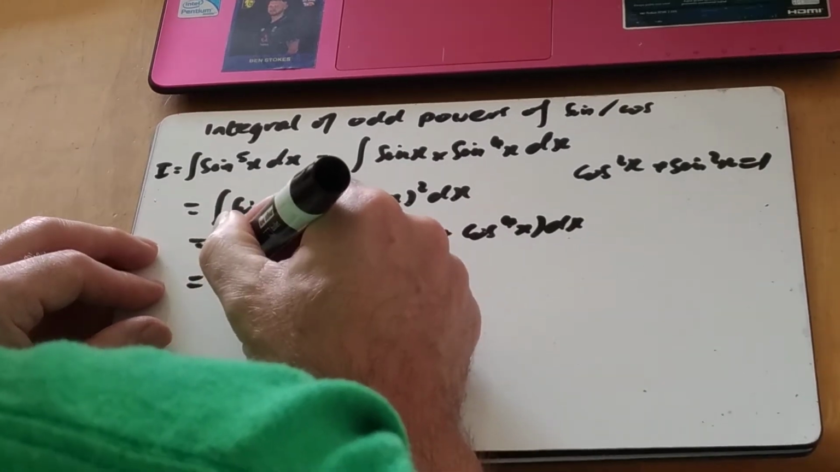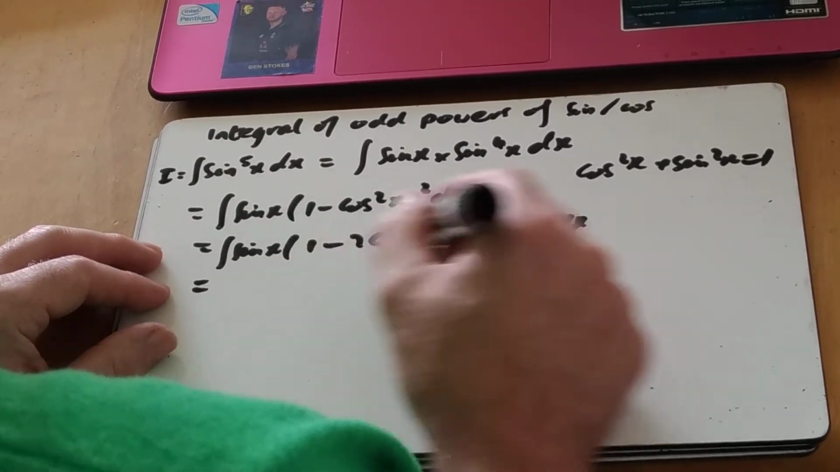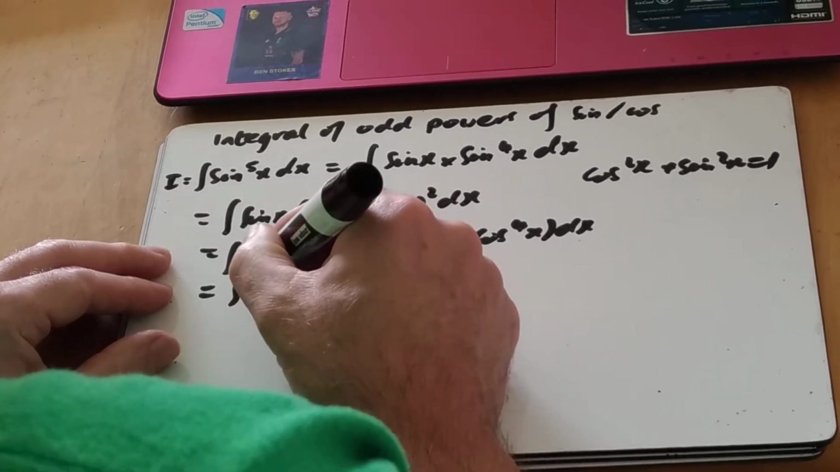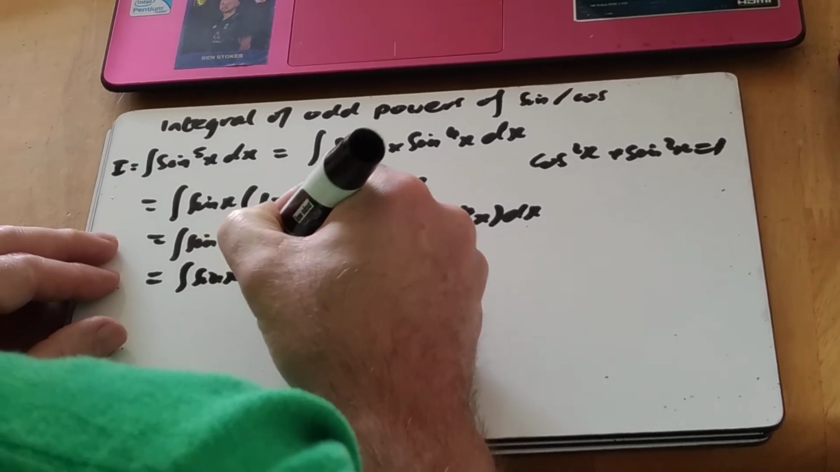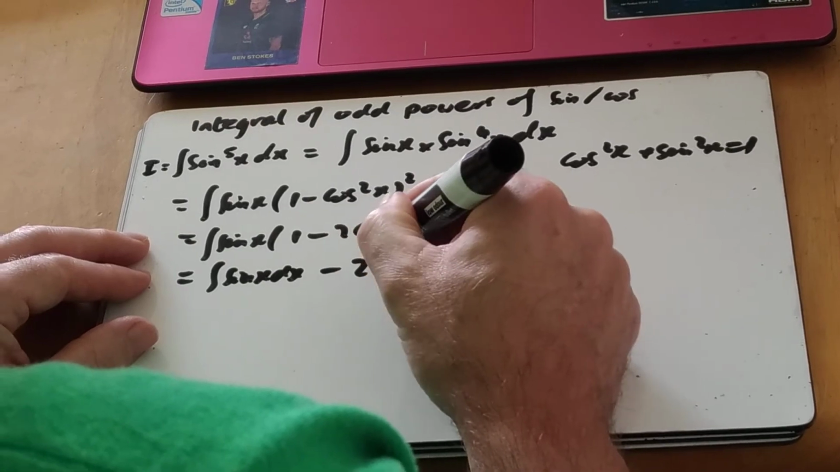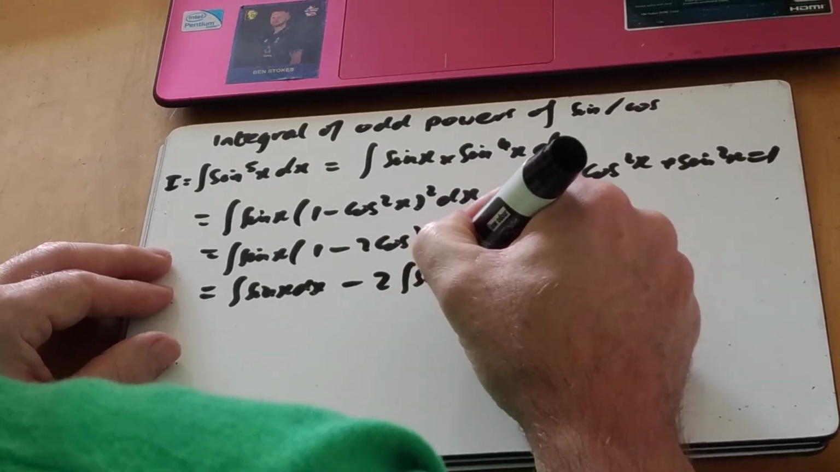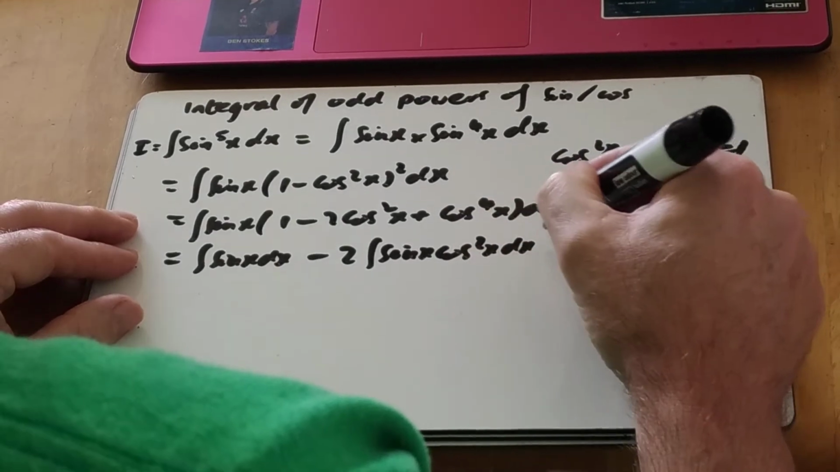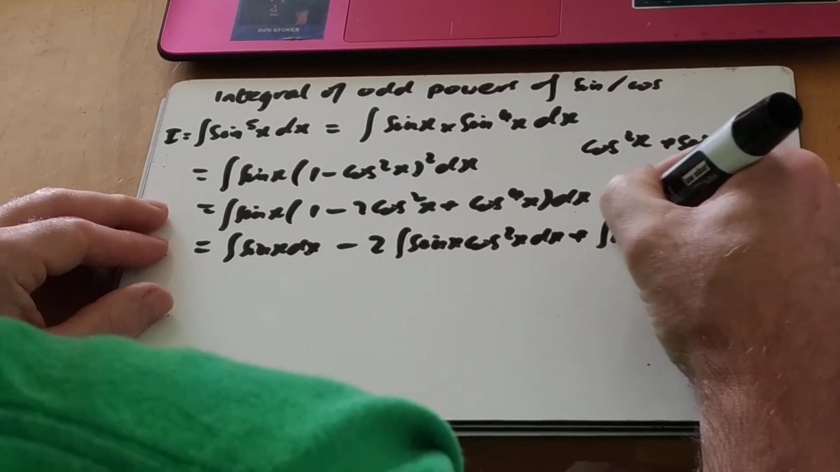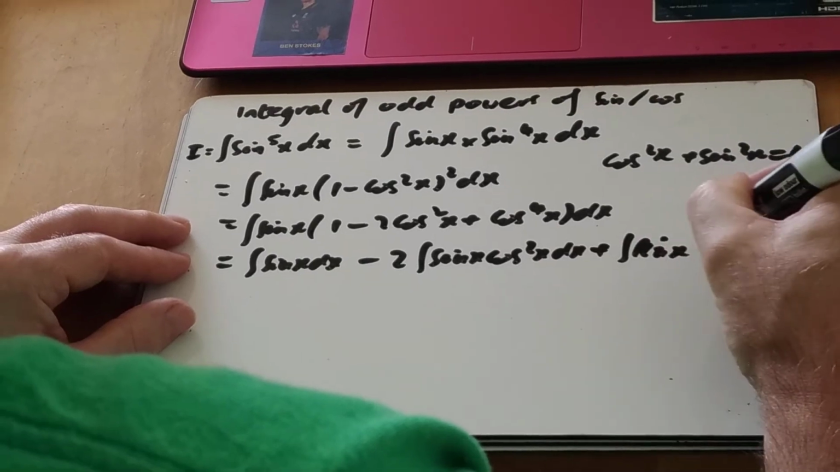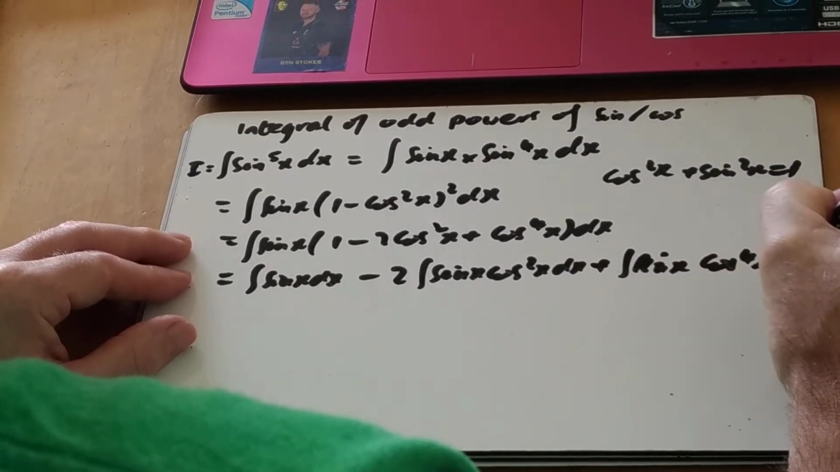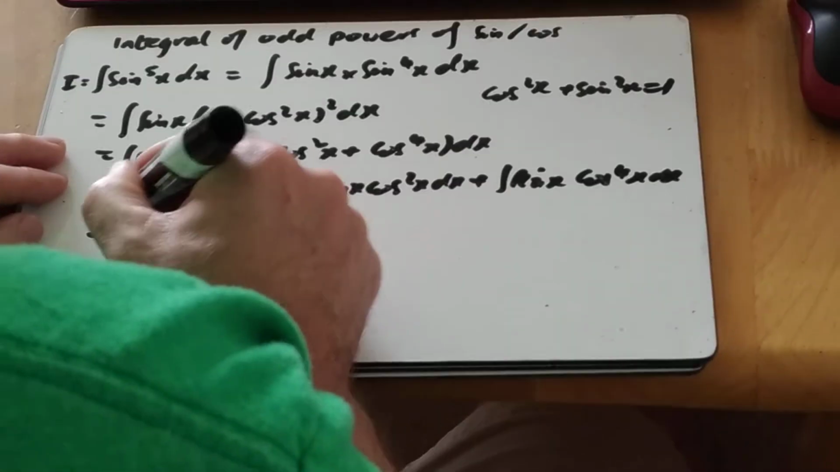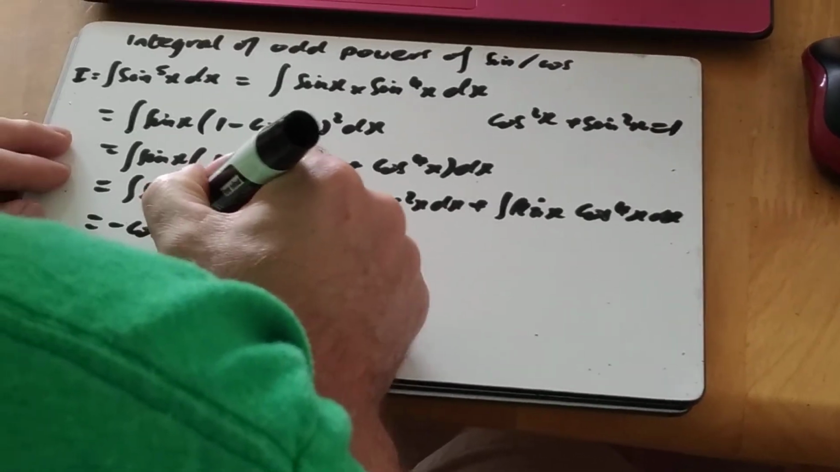I wouldn't necessarily write it out, but I'll expand it term by term. I'm going to do it as 3 separate integrals. So I'm going to integrate sine x dx, then minus 2 times the integral of sine x cos squared x dx, and then the integral of sine x times cos to the power 4x dx. The differential of cos is minus sine, so the integral of sine is minus cos x.